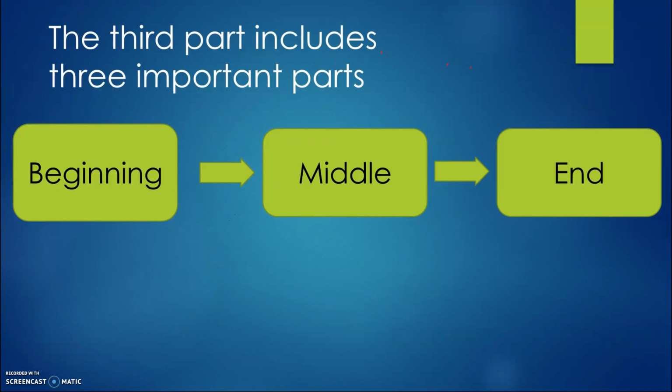The third part includes 3 important parts: the beginning, middle, and end of a story. When retelling a story, it's very important to tell it in the correct order to avoid confusing your audience. This is why I use a graphic organizer to retell my story in the correct order.